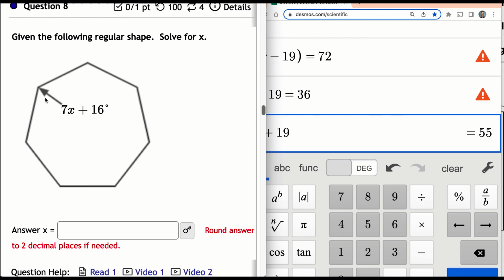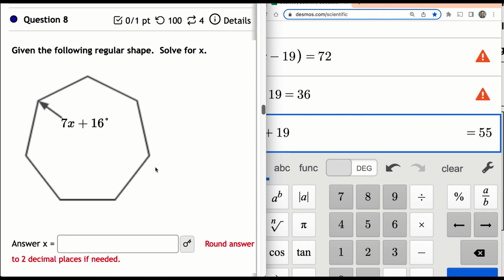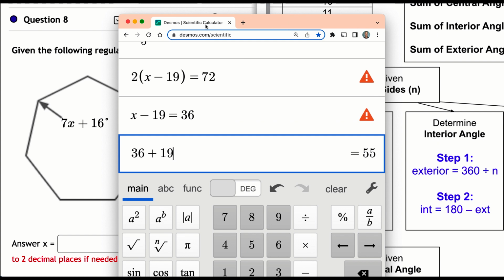This is a shape here where we have, count the sides, 1, 2, 3, 4, 5, 6, 7. This thing has 7 sides. Whatever shape you have, count up your number of sides for question number 8. And then you have to figure out, this is pointing at one individual angle. That's an interior angle. So let's go over to our notes.